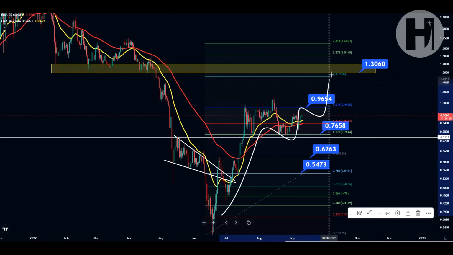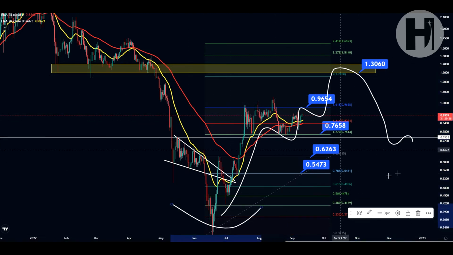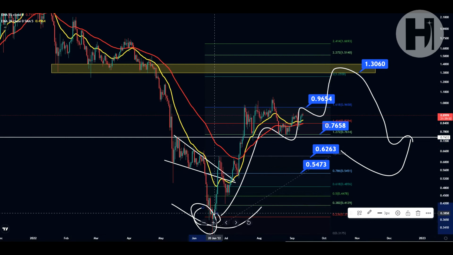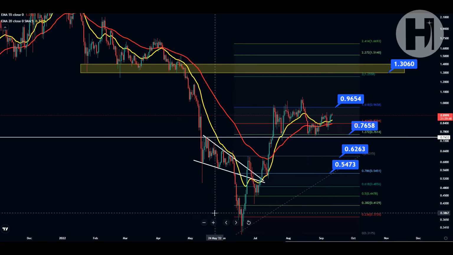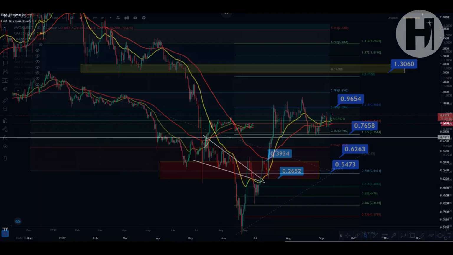If we continue on with this pump, we get rejected, and then you come back down for a higher low, hopefully, because we don't want to lose this low that we created here in June. So that's pretty much it for the daily chart. Let's switch over to the Binance website.